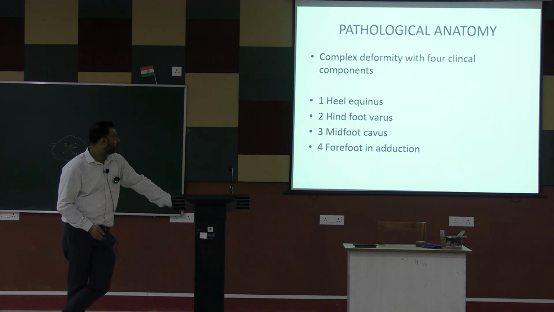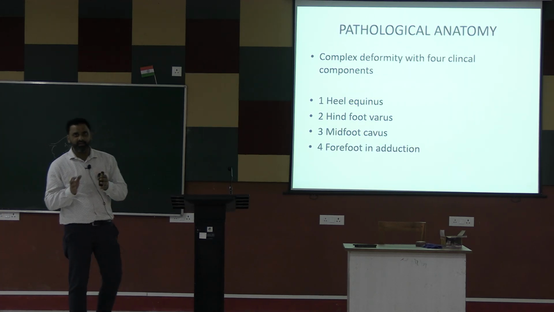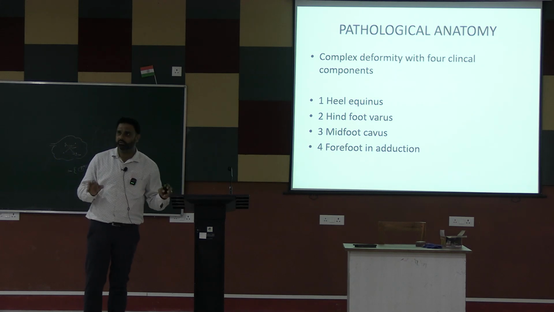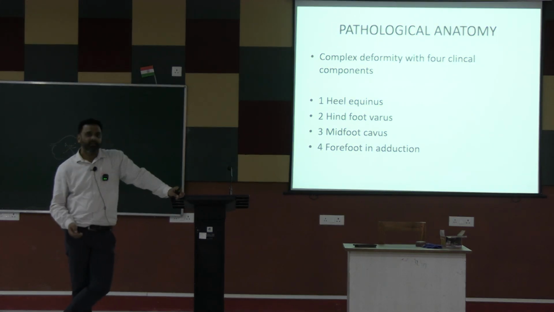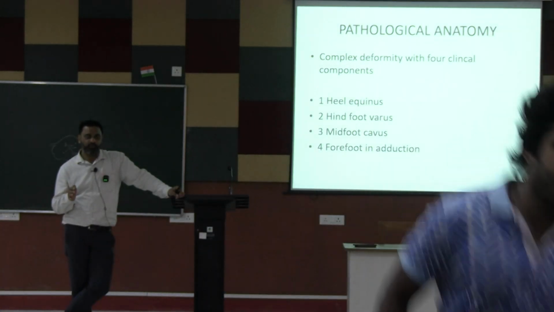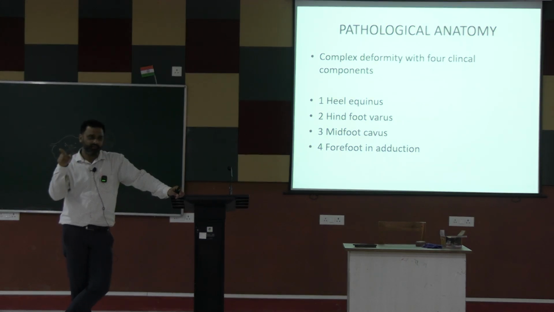Okay. Then there is the pathological anatomy. So what really happens in a child with CTEV? In this, the heel is in equinus. The hind foot is in varus. In the midfoot, there is an increase in the cavus, and in the forefoot there is an adduction.